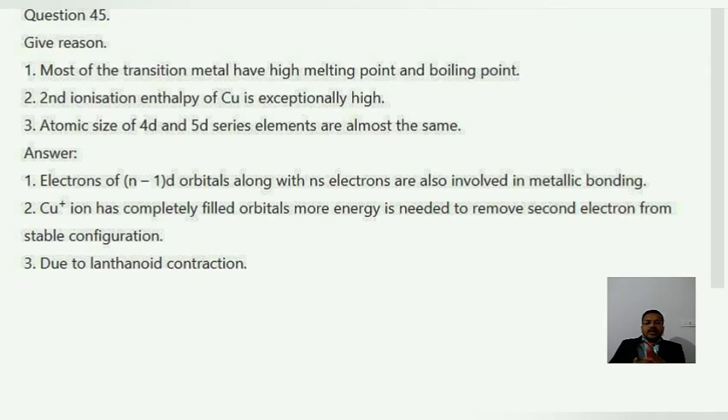Cu2 plus is the first ionization enthalpy. For the Cu2 plus, the electronic configuration is 3d10 4s1. It is not stable because 4s1 is not completely filled. But if you go for Cu plus electronic configuration, the electronic configuration is 3d10 4s0.